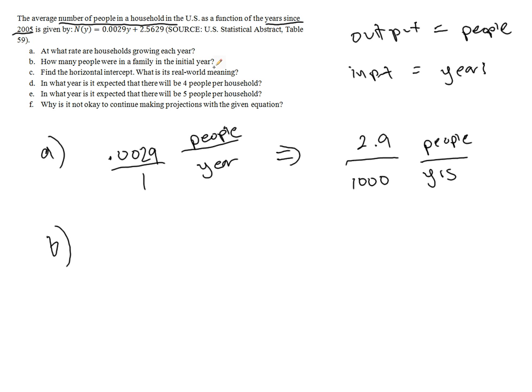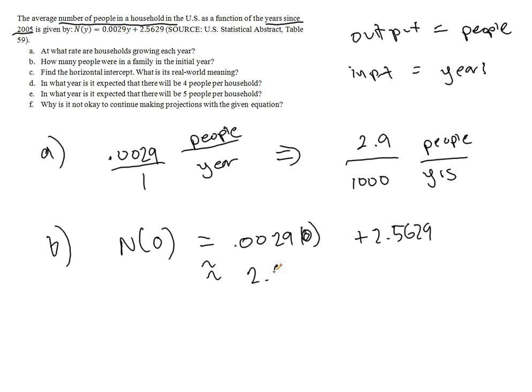How many people were in a family in the initial year? Well, in year 0, the number of people as a function of year 0 would be 0.0029 times 0 plus 2.5629. So there were about 2.56 people, so about, on average, 2.5 people. Of course, you can't have half a person. Some people have 2, some people have 3, but it averages out to this number.